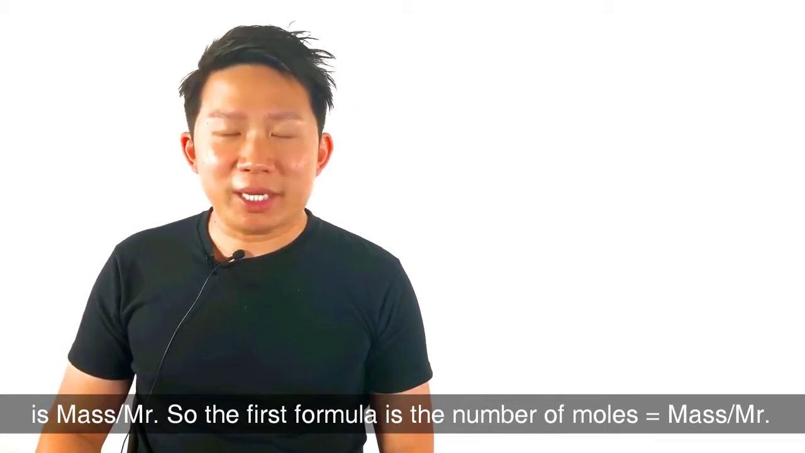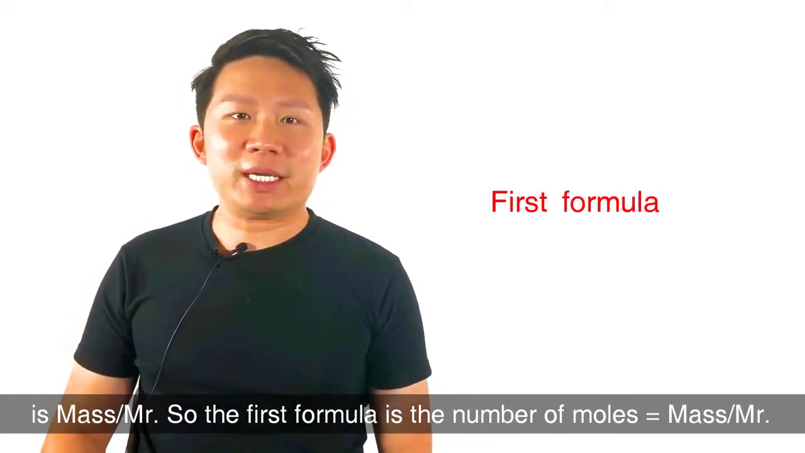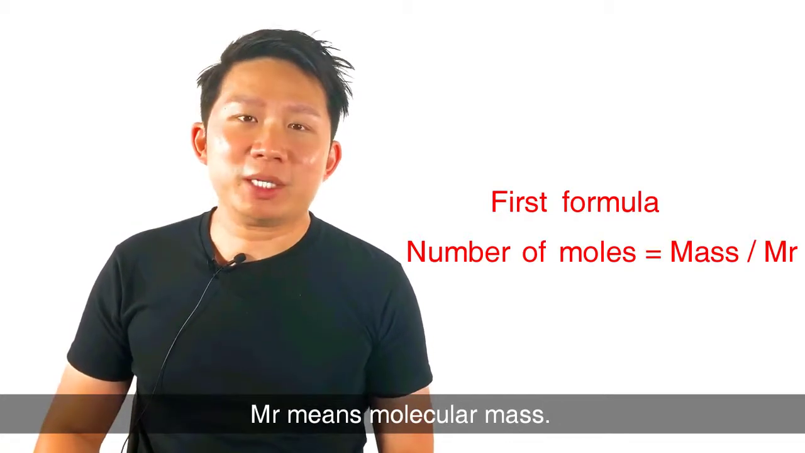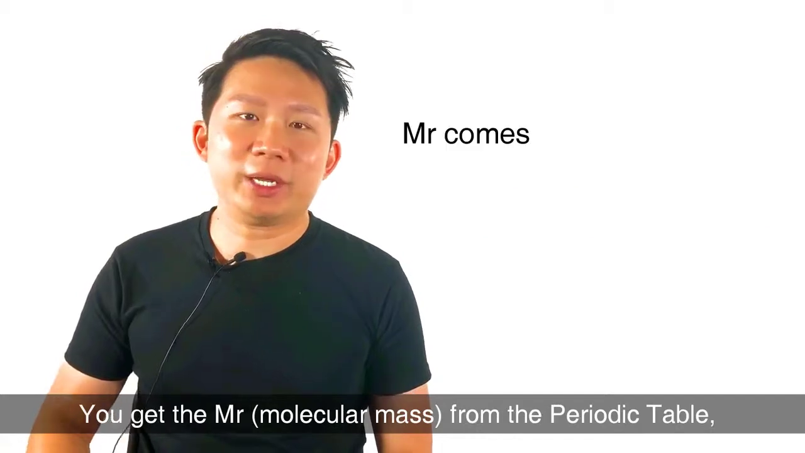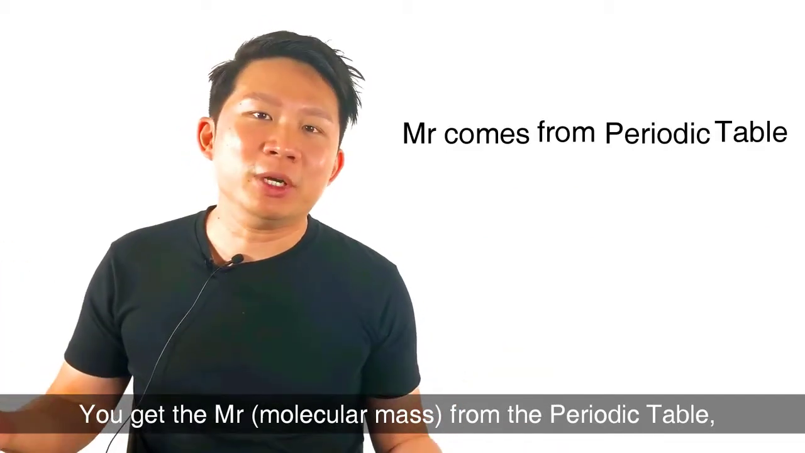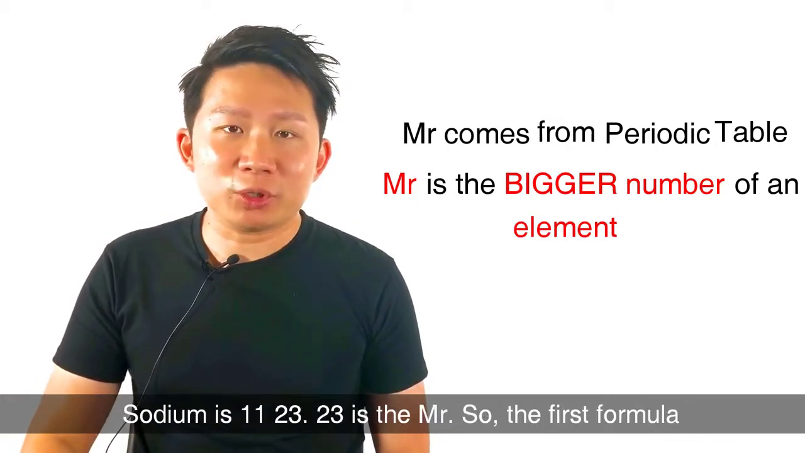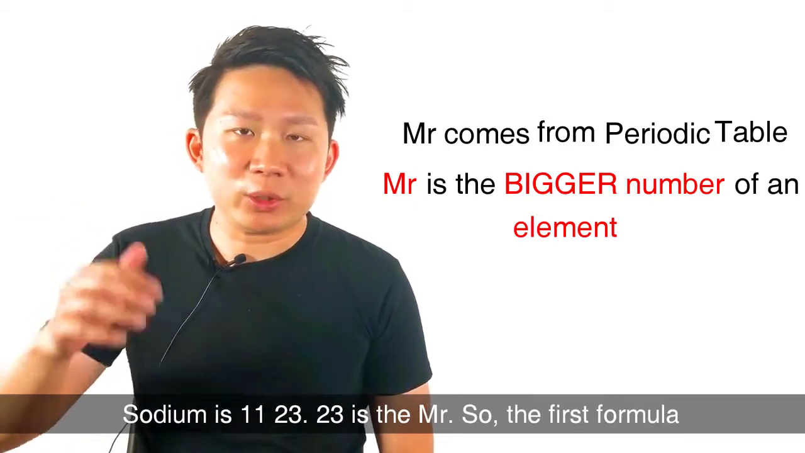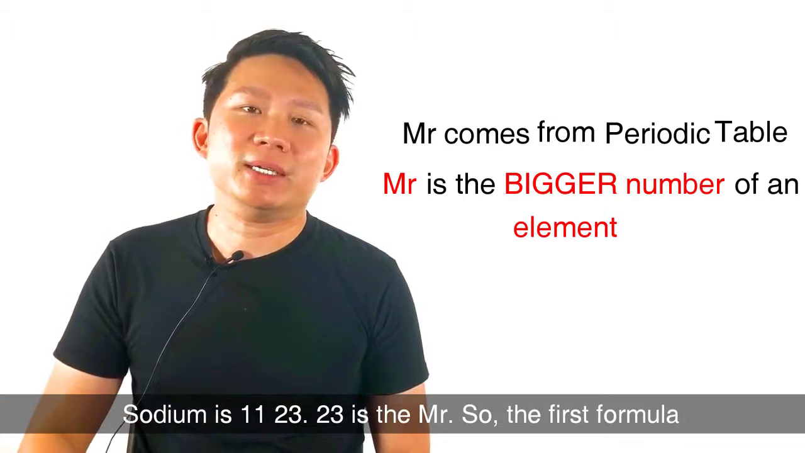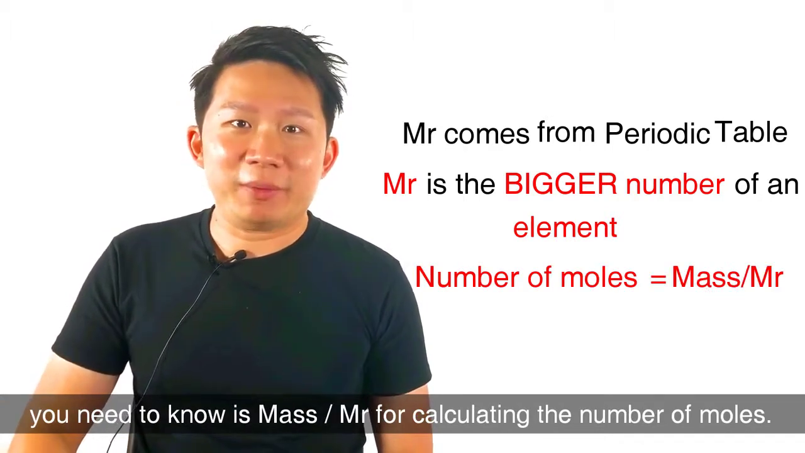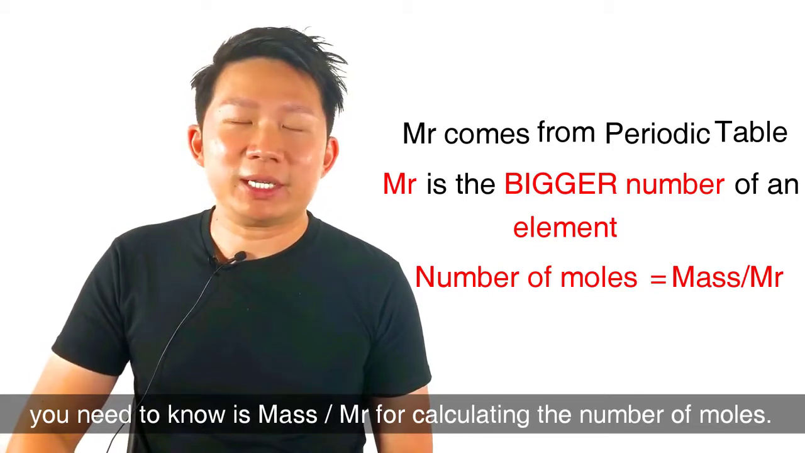Okay, so the first formula that's very important is mass over MR. So the first formula is number of moles equals mass over MR. MR means molecular mass. Okay, so where do you get MR? Of course, it's from the periodic table, and it's the bigger number of an element. For example, sodium is 11 and 23, so 23 is the MR.